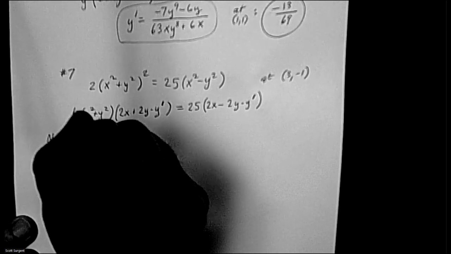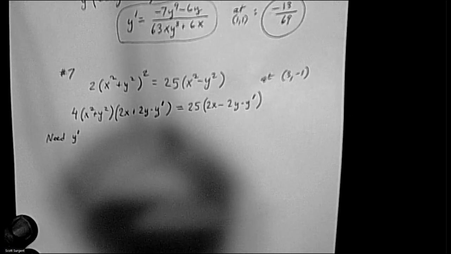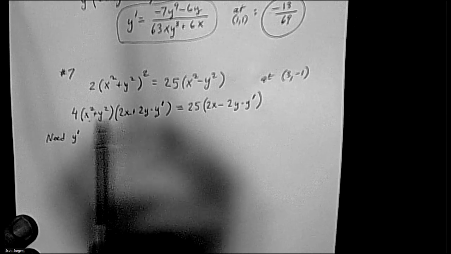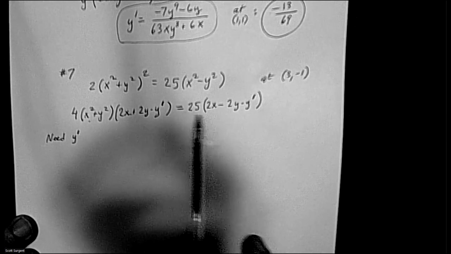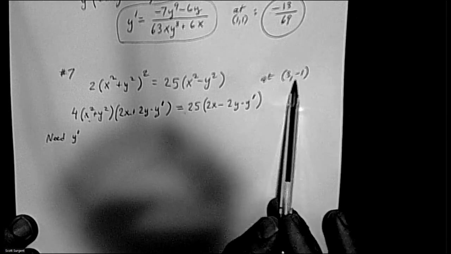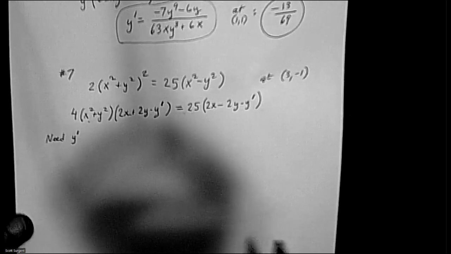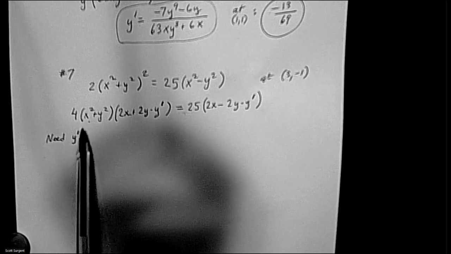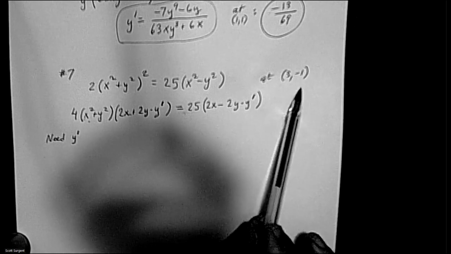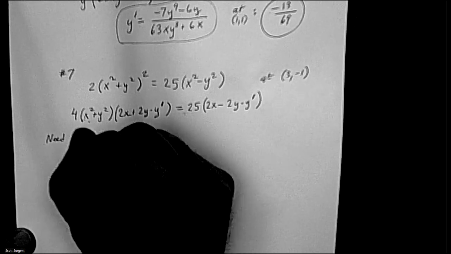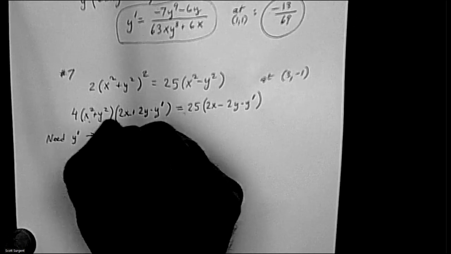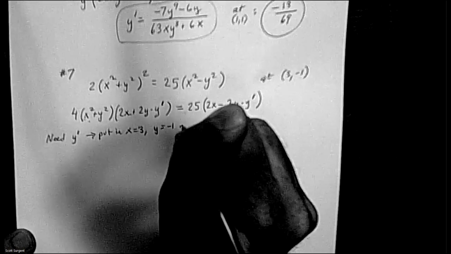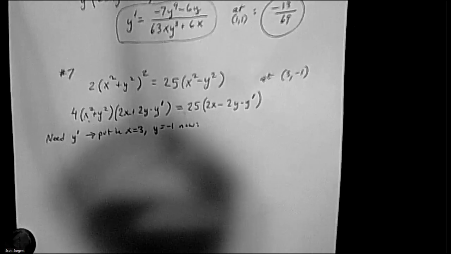Now we need to solve for y prime. But I'll be honest with you, this is going to be ugly because you'd have to do a binomial multiplication here. So a neat little maneuver is to plug in the numbers right now, and this will greatly simplify the problem, believe it or not. Wherever there's an x, put a 3, and wherever there's a y, put a -1. That is going to make the problem a lot easier.